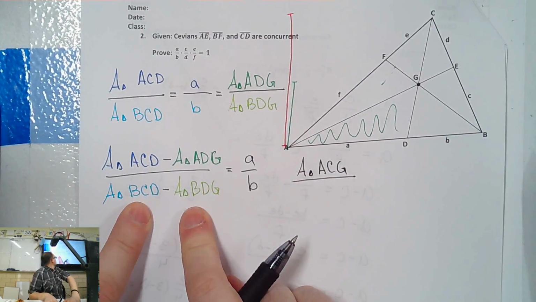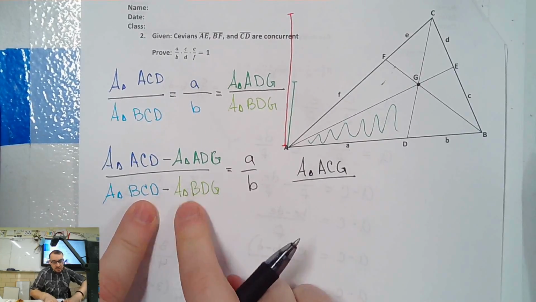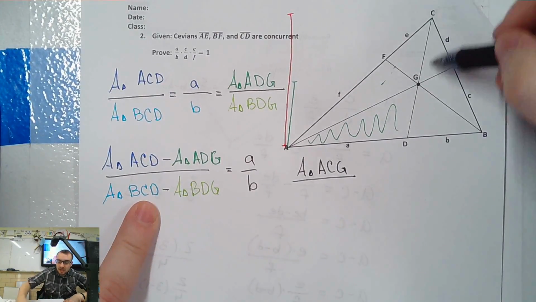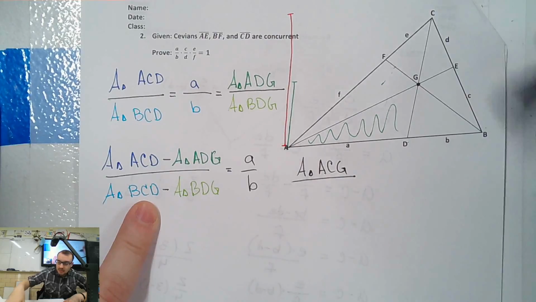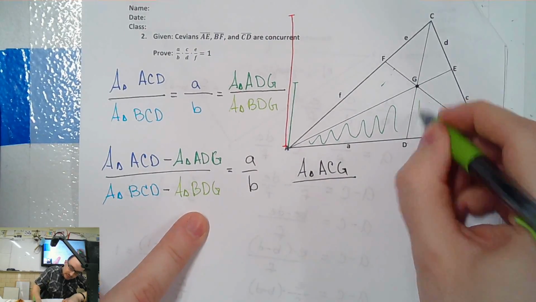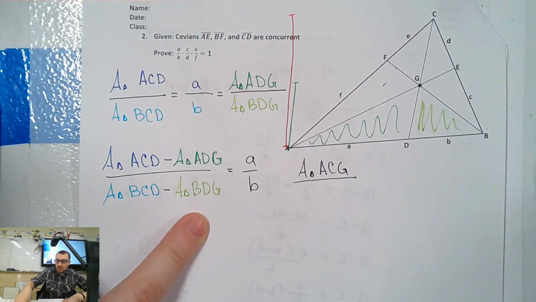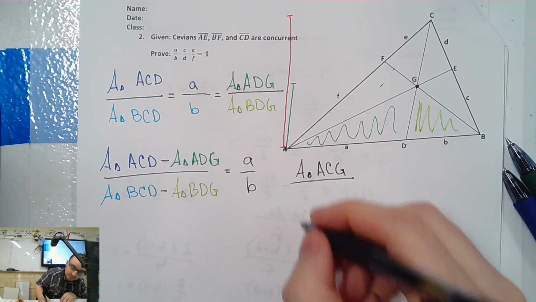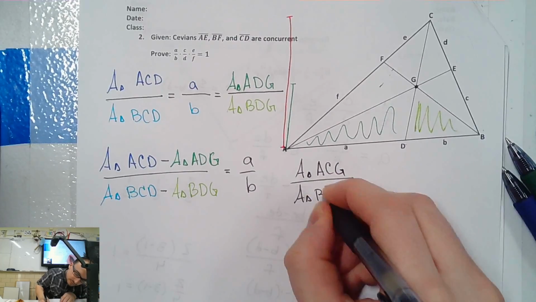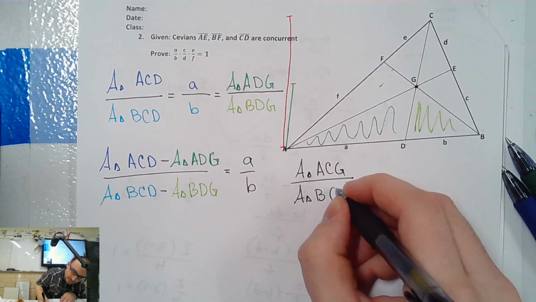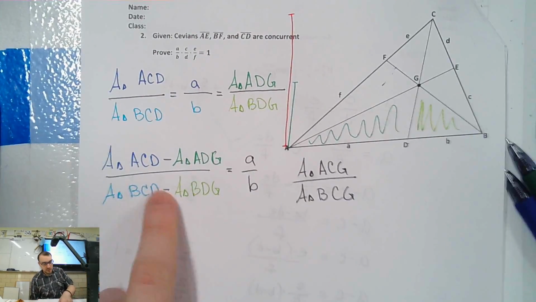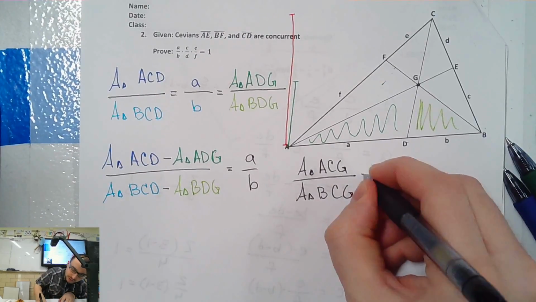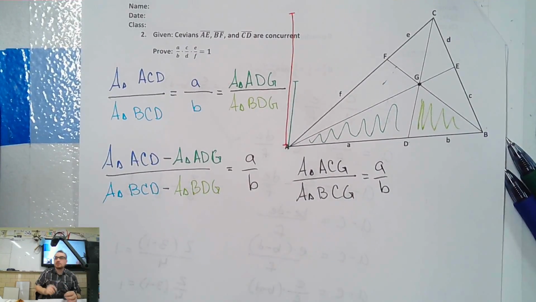Over here, BCD minus BDG. Well, BCD is this big triangle here. And if I subtract BDG, that's this triangle, right? What's left over is this triangle, BCG. Are you with me still? That's what that equals, right? So that should equal A over B. And that's what we want, right?